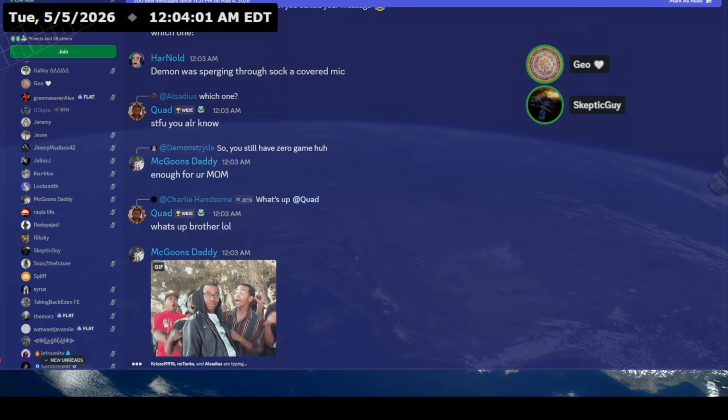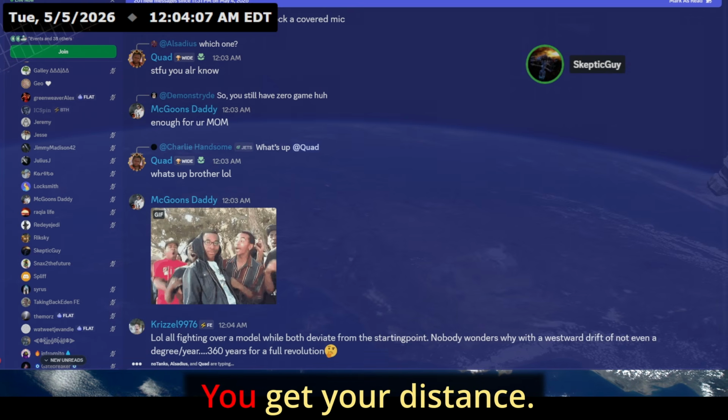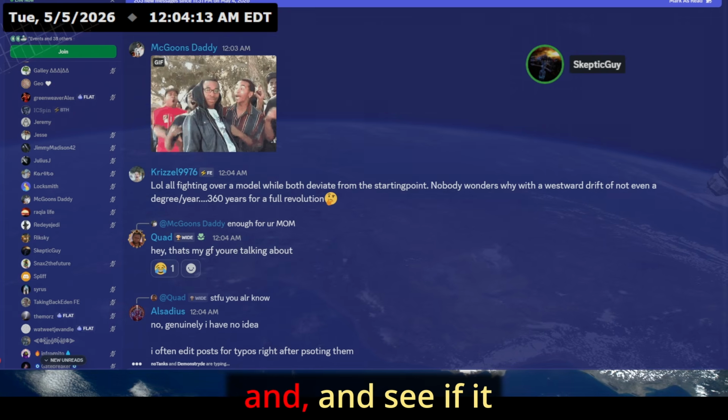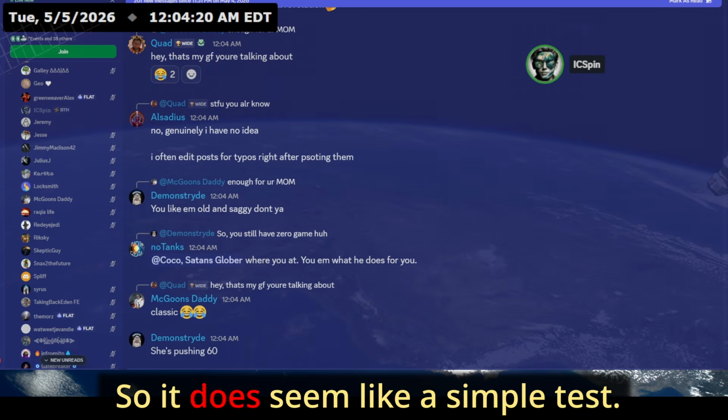Like calculating. Yeah, and all we need is two latitudes, two longitudes. You get your distance. We can use the average speed of the plane and see if it matches, which I'm sure it does. So it does seem like a simple test.